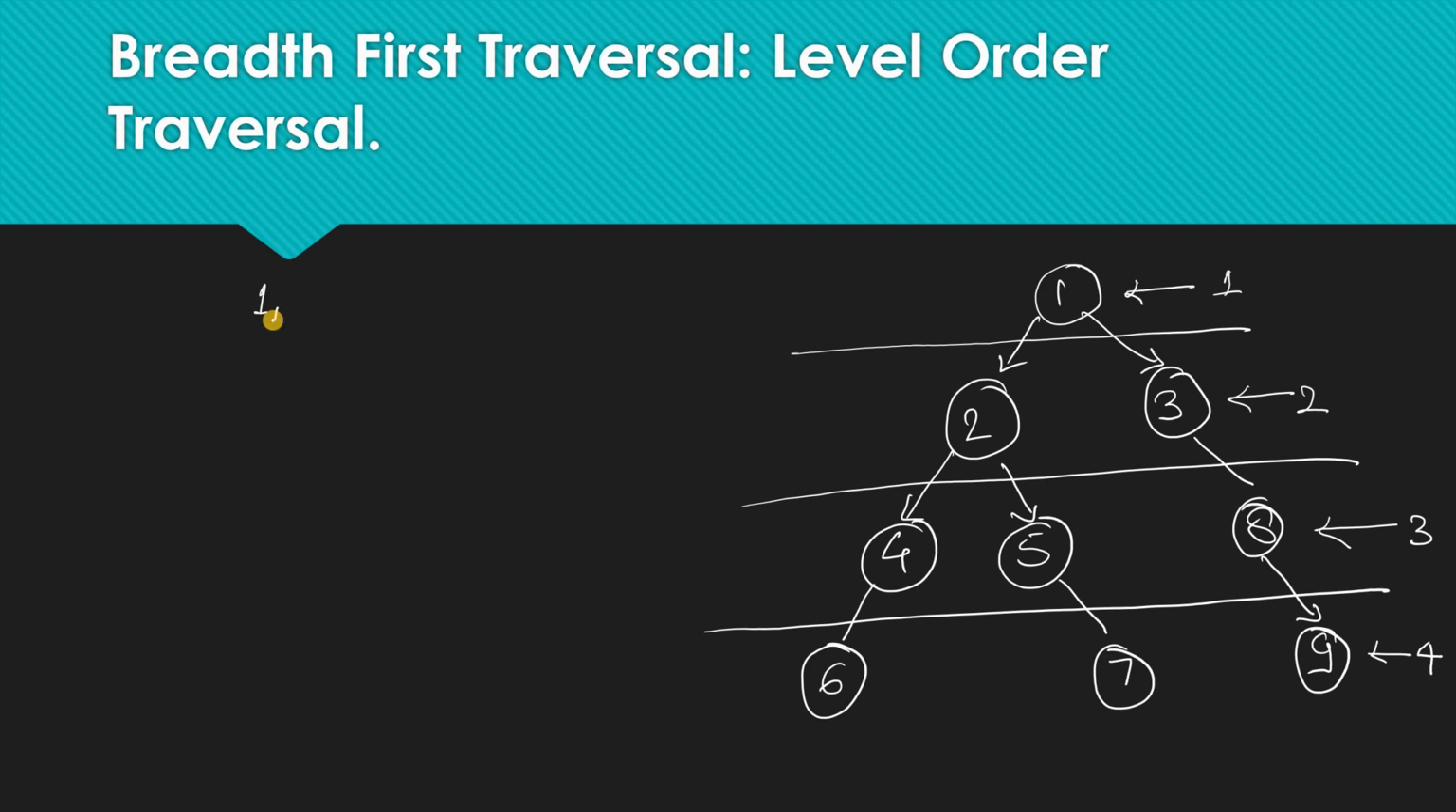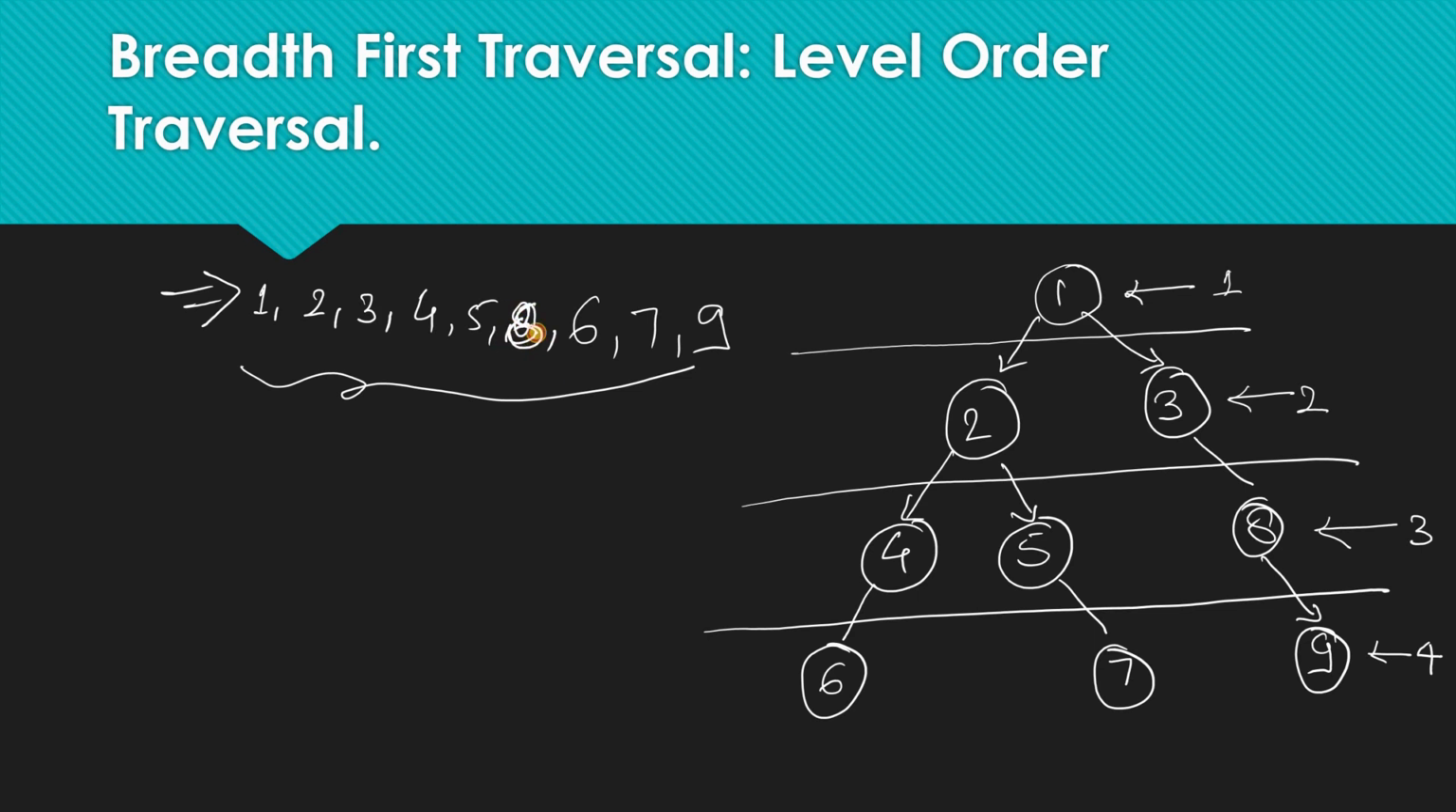It will be 1. Then on the second level we have 2 and 3. Then on the third level we have 4, 5 and, sorry, here we have 4, 5 and 8, and on the fourth level we have 6, 7 and 9. So this is our level order traversal, right? So now let's go ahead and write the code for this level order traversal.